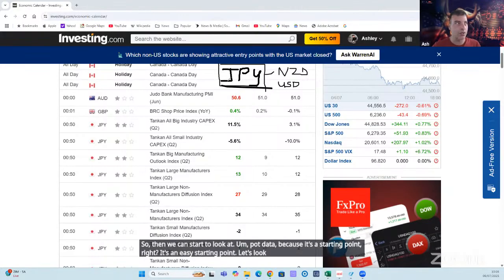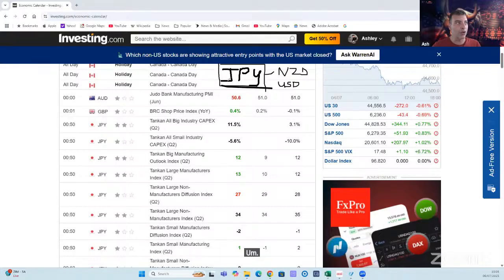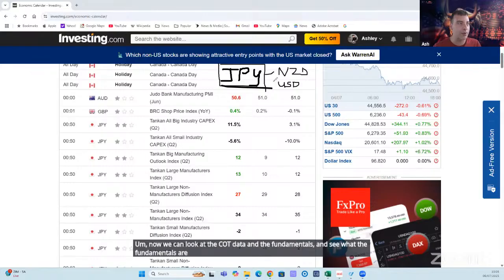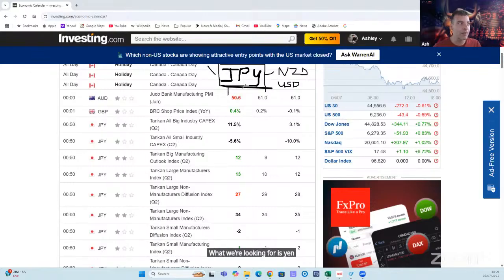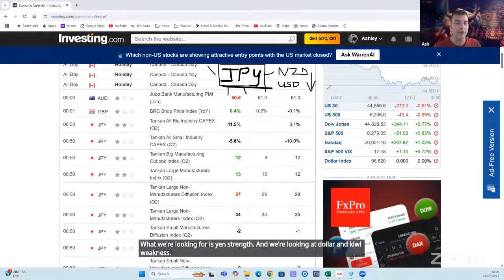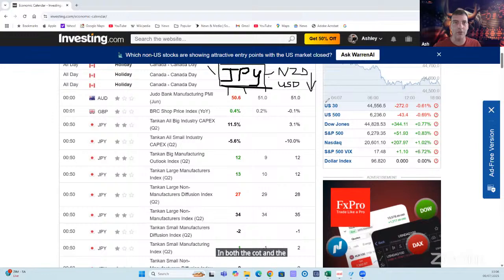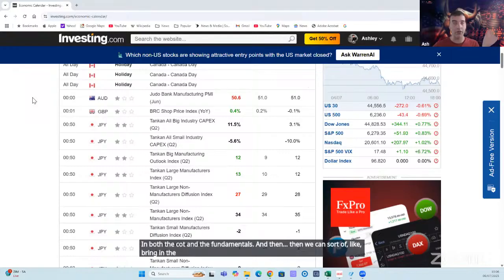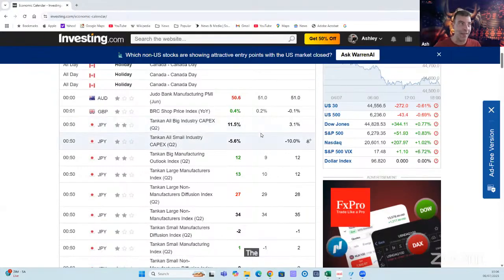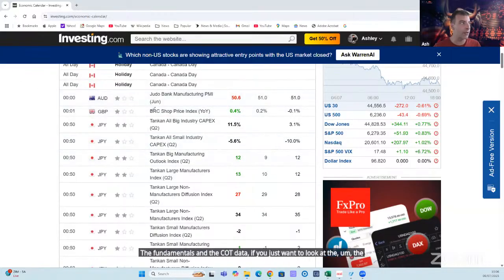Let's look at the seasonals. Now we can look at the COT data and the fundamentals and see what the fundamentals are suggesting about these three currencies. What we're looking for is yen strength, and we're looking at dollar and Kiwi weakness in both the COT and the fundamentals. And then we can bring in the chart patterns. And of course, you can circumnavigate the fundamentals and the COT data if you just want to look at the chart. That's absolutely fine too.